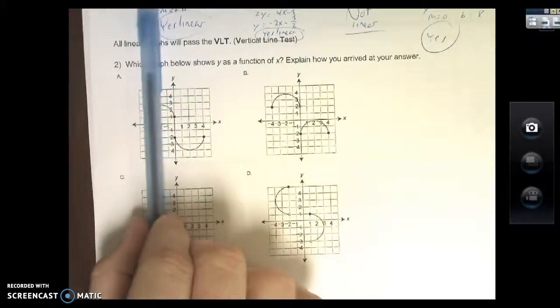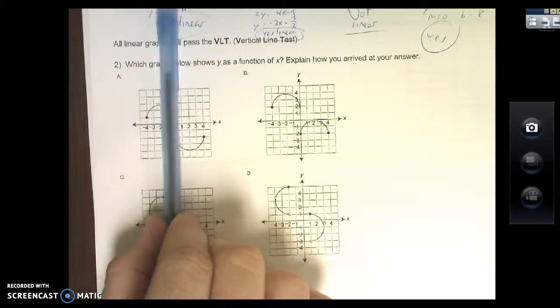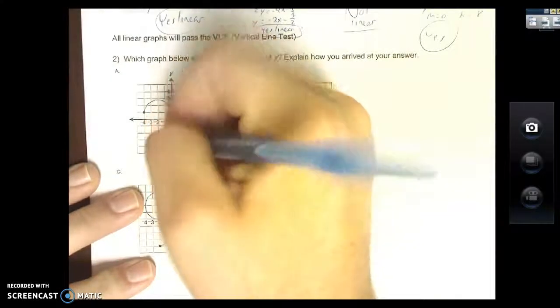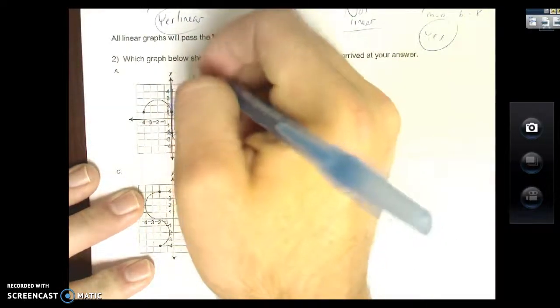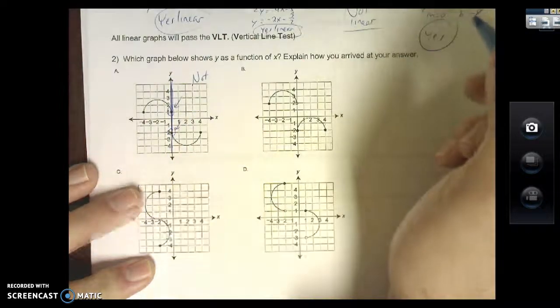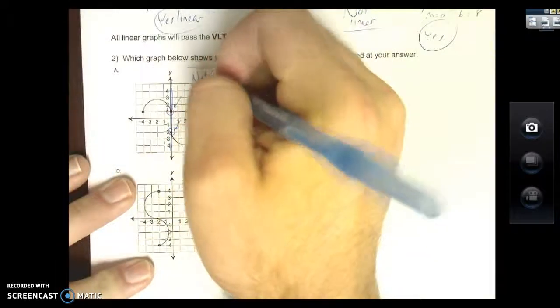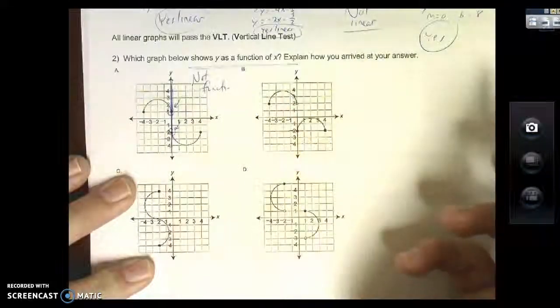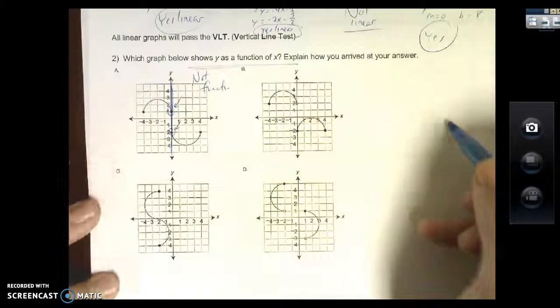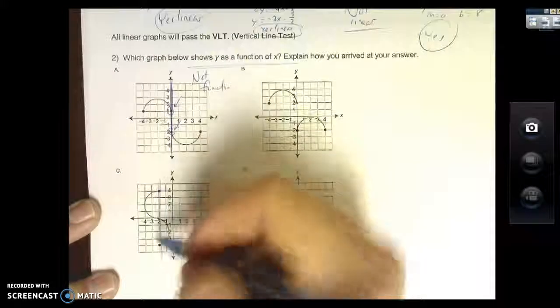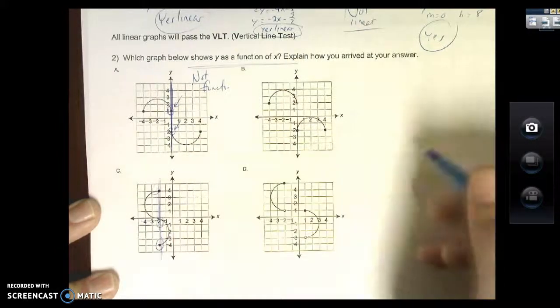So you look at part A. See how I'm okay, but right there in the middle, if I draw a line straight up and down, it hits right here and right here. This would not be linear. Okay, or rather, this would not be a function, because this question is asking you which graph below shows y as a function of x. Right here, same idea, it hits 3 points, boom, boom, boom.